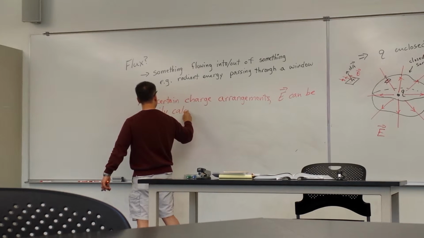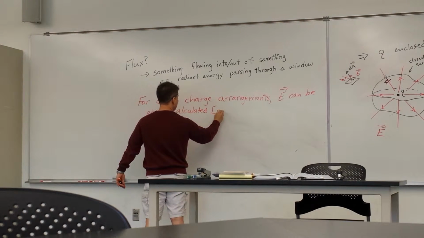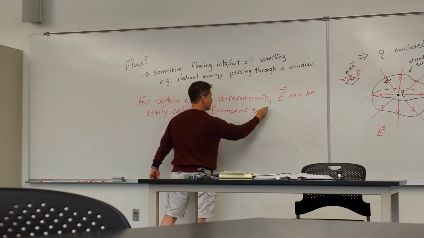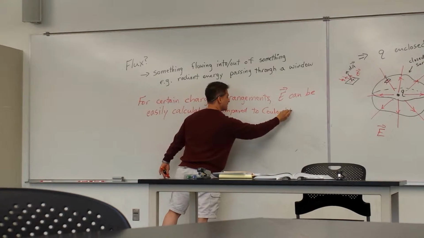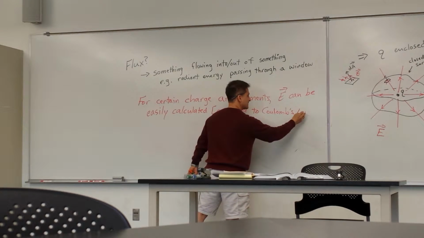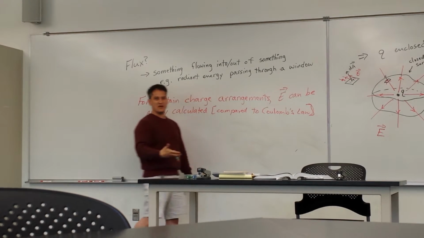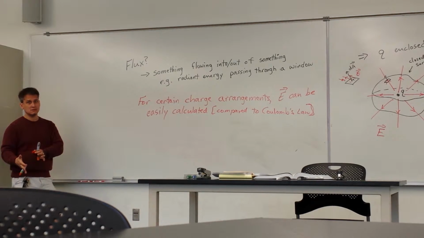And I'll say easily calculated, at least compared to Coulomb's law. Coulomb's law is always correct if you can figure out how to calculate or account for all of the charges at some point in space. But you can always do that. It's just not always pretty.